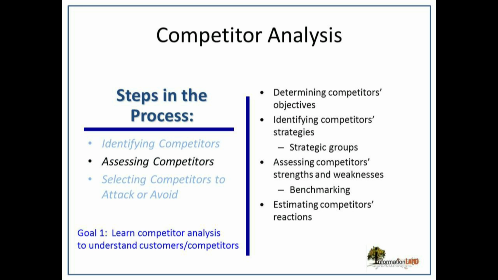Next slide. Assessing competitors. That means you look at your competitors and you determine their objectives. You identify your competitors' strategies. You might cluster them in strategic groups. You can assess their strengths and weaknesses. You can compare them in a benchmark situation. And then you can estimate competitors' reactions to events outside your control, or their reactions to the things you want to do, what their possible reactions will be.